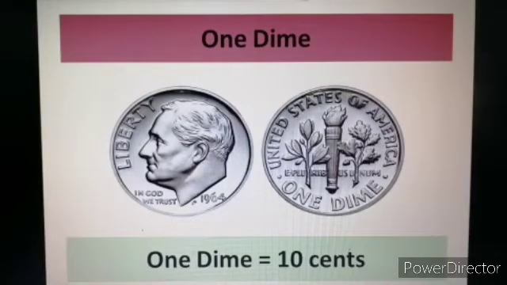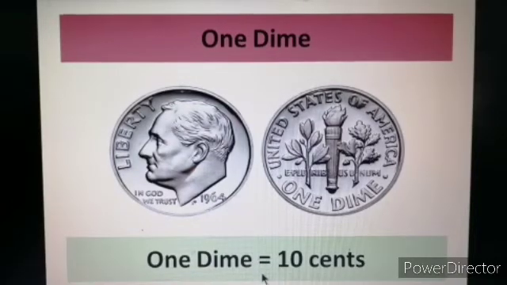Now see this. This is 1 dime. What is a dime? It is 10 cents. See this picture? They have written beautifully. There is a head on one side and on the other side it is written United States of America and 1 dime. So how much is 1 dime? 1 dime is equal to 10 cents.